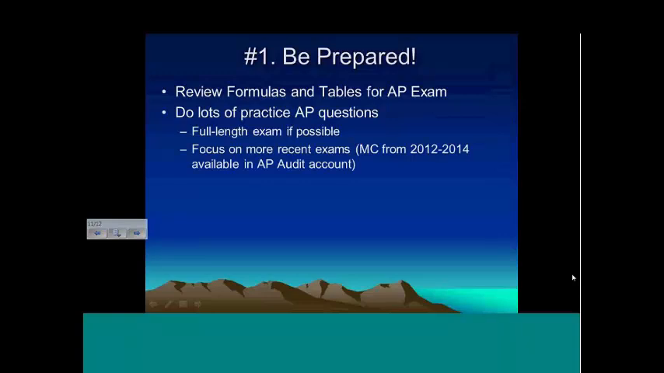And as a general rule, I'd recommend that you focus on more recent exams. There are, of course, good questions on older exams, but the more recent exams will be better indications of the kinds of questions that are being asked, and the scoring guidelines will be more reflective of how questions are being scored nowadays also. The third thing is to identify weak spots and focus on them.